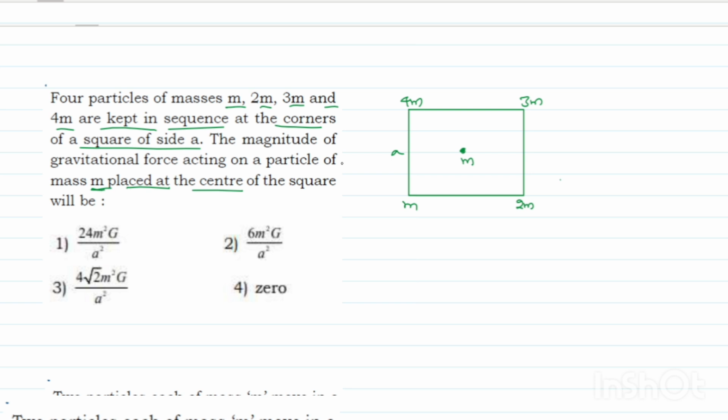Now you can take, students, this mass will be attracted by this one along this direction. So this force you can take as F. F equals G into m square by A by root 2 whole square, which is nothing but 2 Gm square by A square. This is the F1 value.